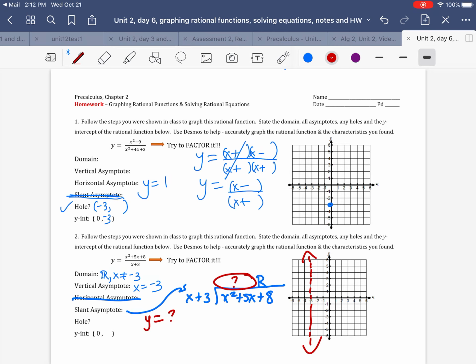All right. Nothing cancels, so there is no hole. And I'm pretty sure you can easily pretend that all these x's are zeros, and you can right there see what's left over for your y-intercept.